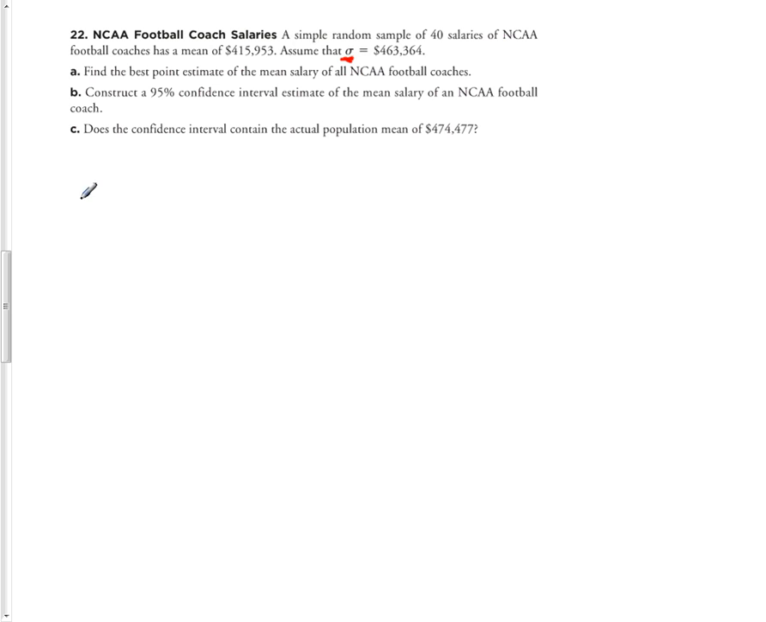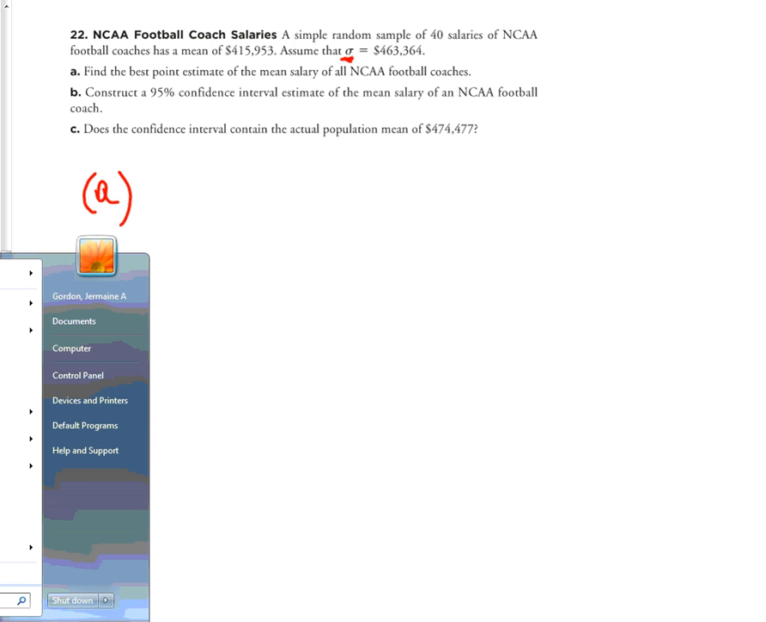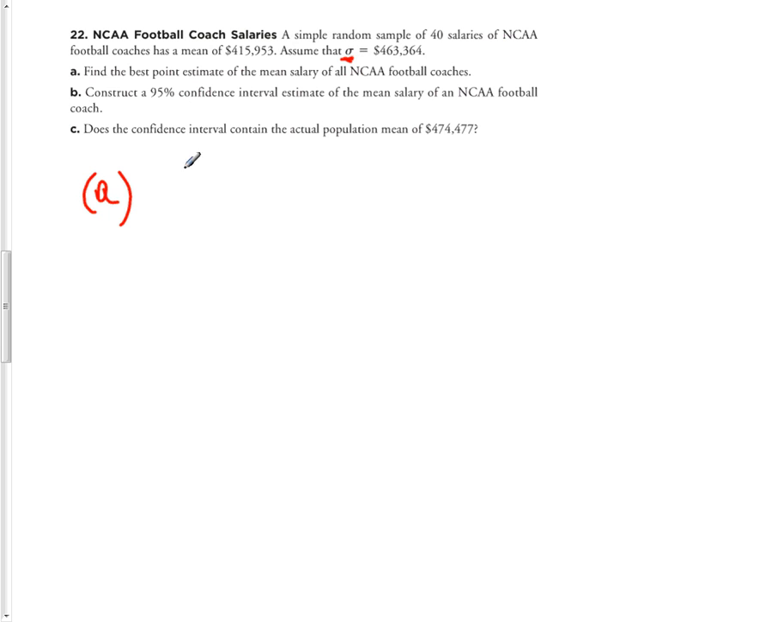Part A says find the best point estimate for the mean salary of all NCAA coaches. Well, that's a simple one. The best point estimate for a population mean is the sample mean. Here we have a sample of 40 coaches that has a mean of 415,953. So x bar, which comes from these 40 salaries, is the best point estimate: 415,953.